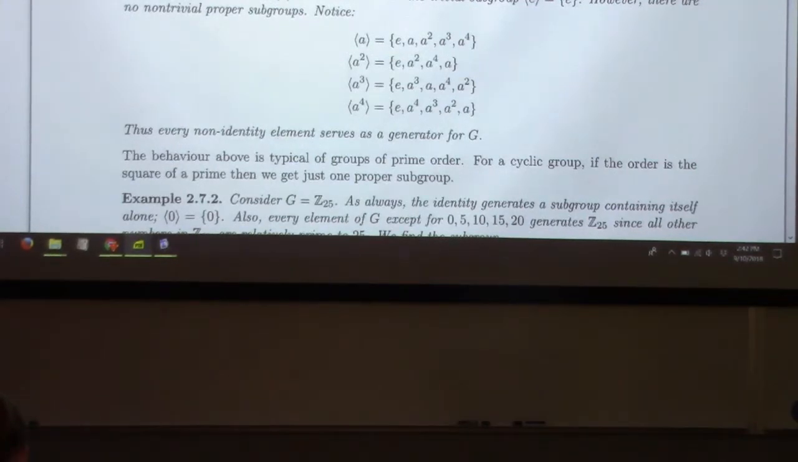For 7, there are 6. For 11, there are 10. For 13, there are 12. I could go on, right? But at some point, my memory will... 37 is prime, right? For 37, there are 36. 41 prime? Okay, good.